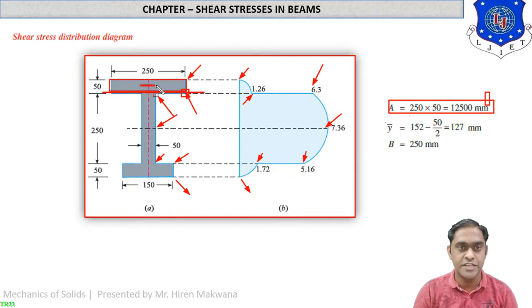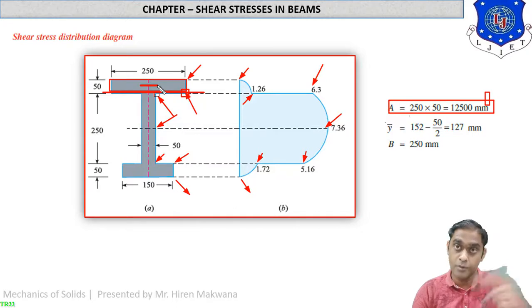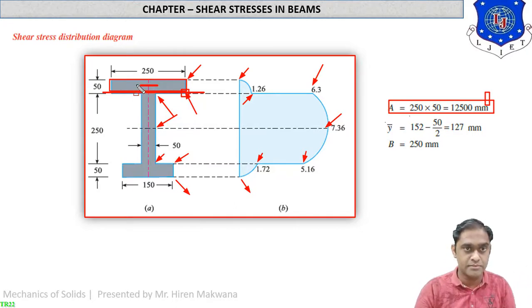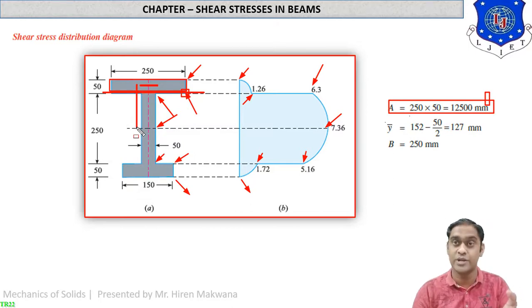Y bar is the CG of this part, means the layer above the CG of the part above, to the main CG. Main CG of the rectangle means from this point to this point. Now this distance you have to calculate on your own. This is suspense. So y bar is equal to 152 minus the upper distance, 50 by 2, means 25. So the answer is 127 mm. You can calculate very easily.